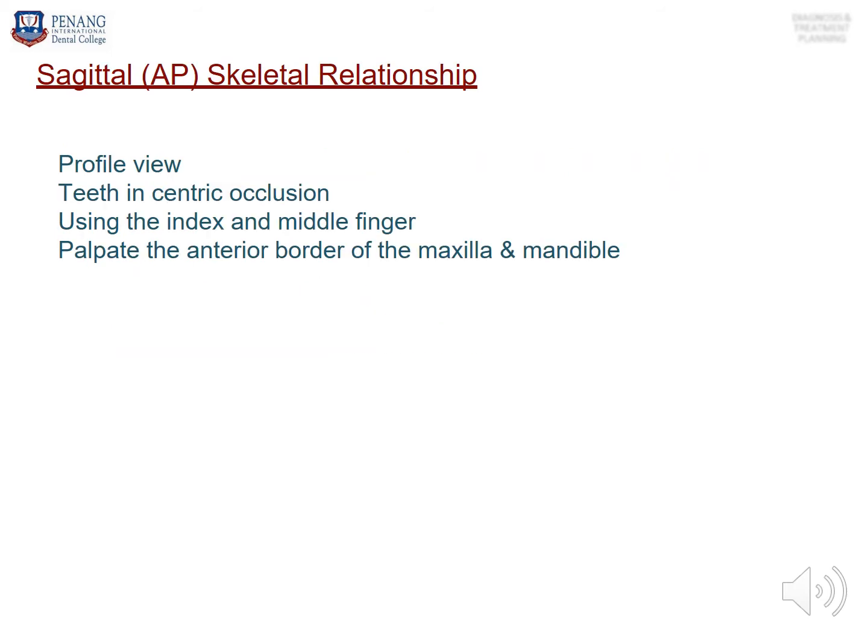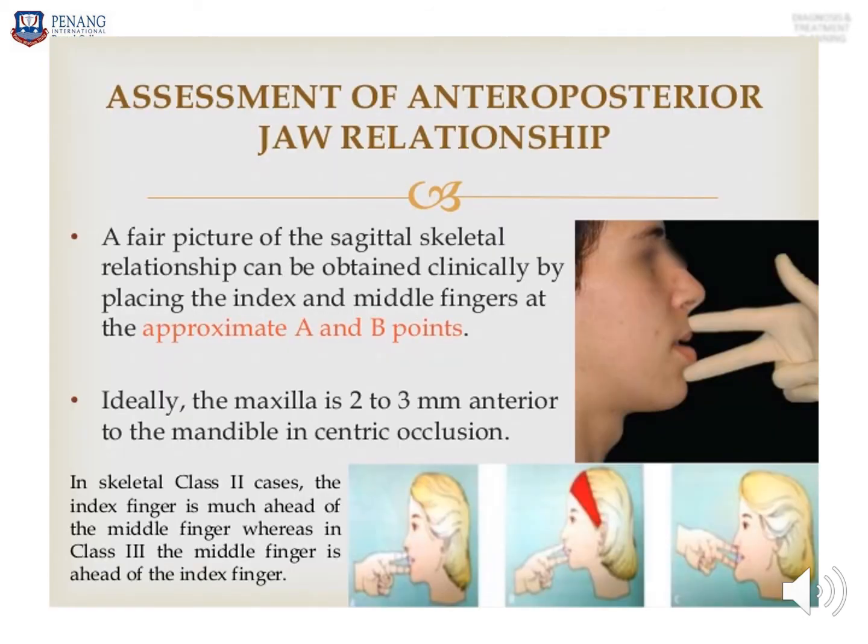For the sagittal or anterior-posterior skeletal relationship, you need to check in the profile view, meaning that you need to check from the lateral side of the patient. The patient's teeth should be in centric occlusion. Then use your index and middle finger and palpate the anterior border of the maxilla and the mandible. This is how you check the anterior-posterior jaw relationship. This picture shows how you put the fingers at the soft tissue A and B points. Ideally, the maxilla is around 2 to 3 mm anterior to the mandible in centric occlusion.